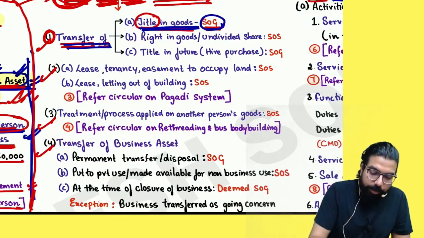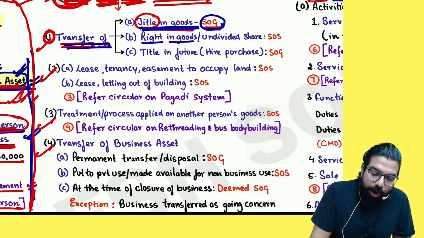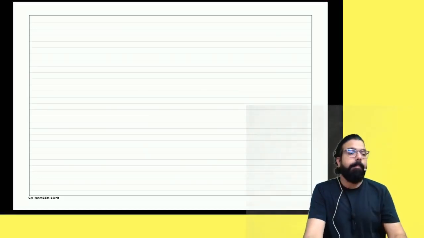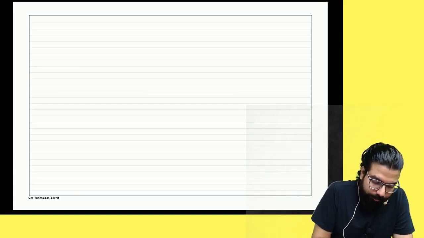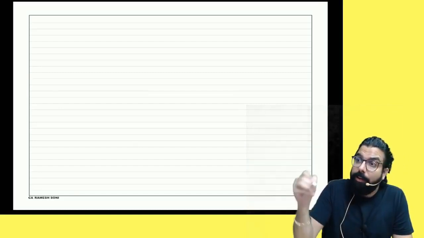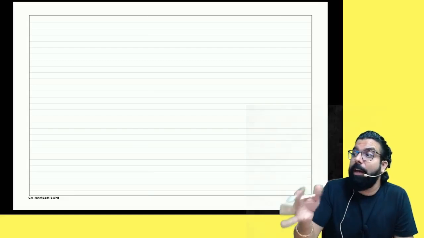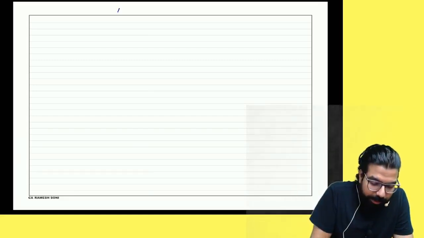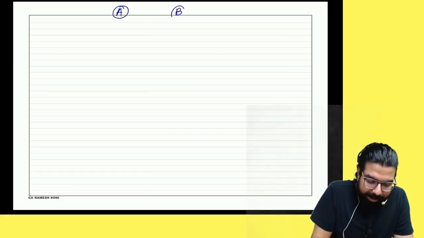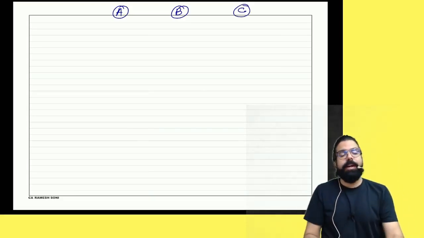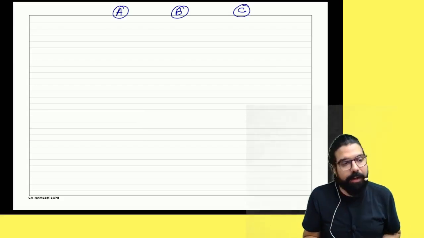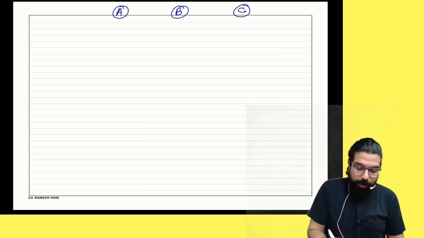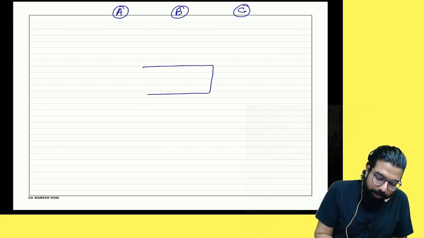Right in goods or undivided share is always supply of service. Sir, what do you mean by this? What do you mean by right in goods, or undivided share? Let's understand. A is there, B is there, C is there. They decided that they will create one joint venture, wherein they bought one machine.